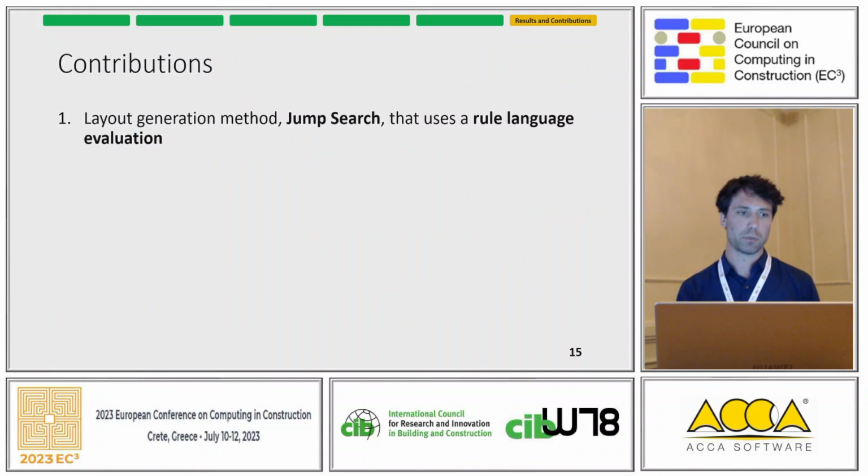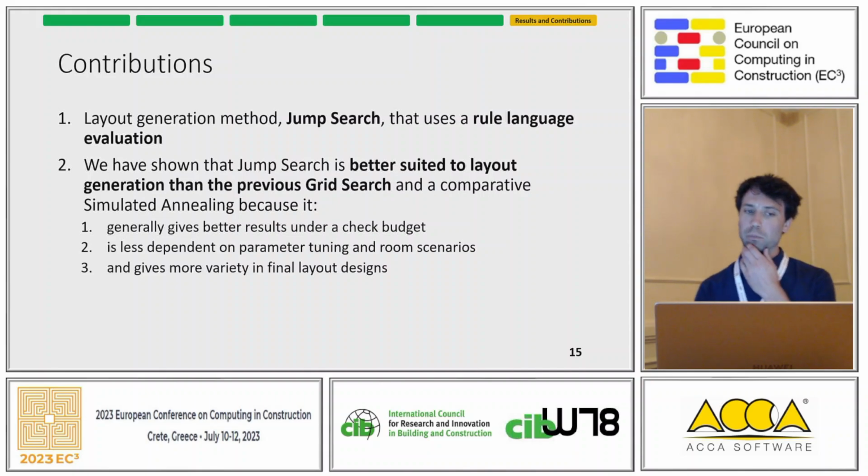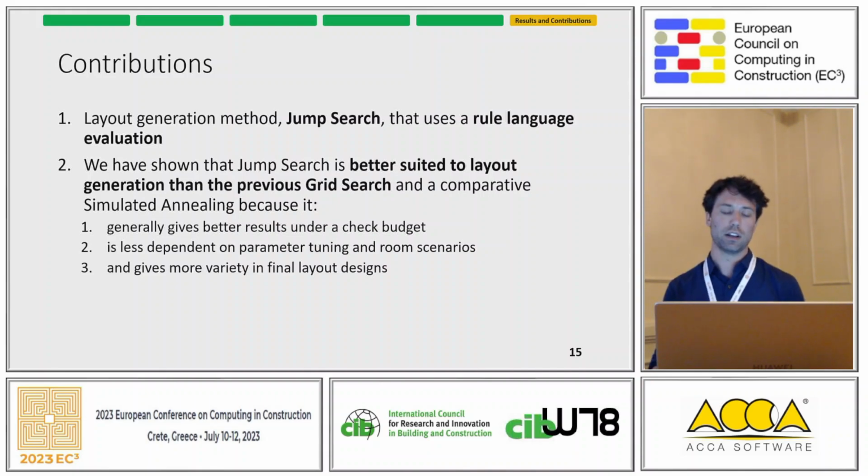So just to summarize the contributions here. First, we created a jump search that uses a rule language-based evaluation, as opposed to the previous methods. And we showed through some of the experiments that jump search is better suited to layout generation than the previous grid search and simulated annealing. It gives better results under different budgets, it's less dependent on parameter tuning for the room scenarios, and it gives more variety in the final layout designs.